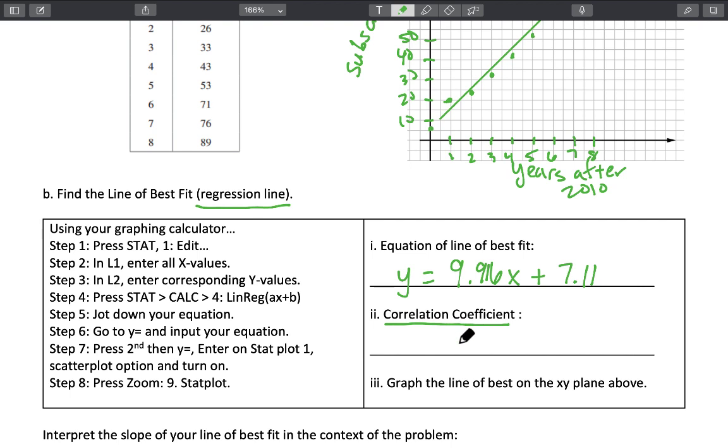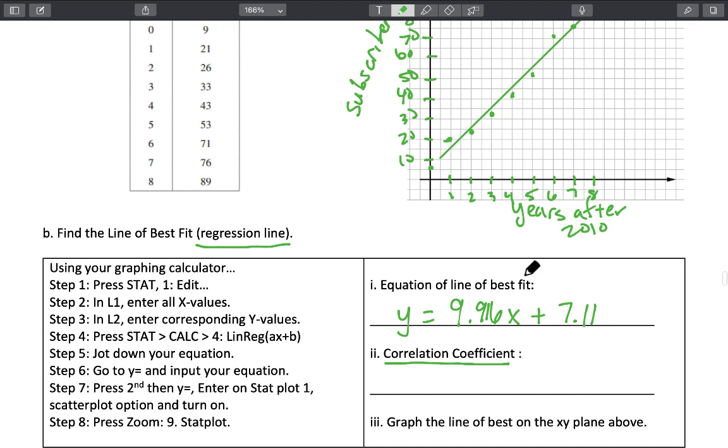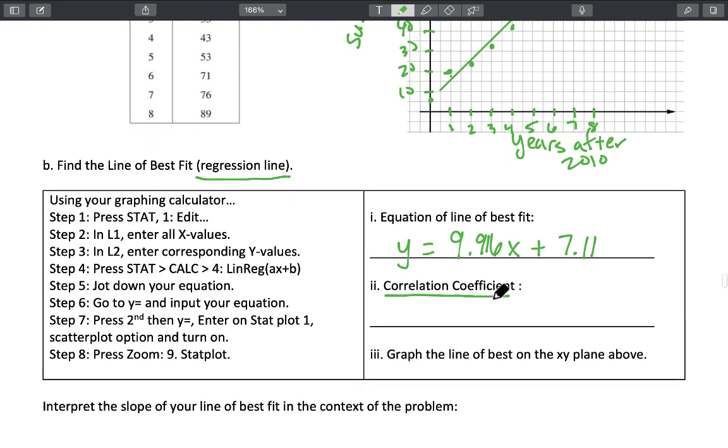The correlation coefficient is a number that we can find on our calculator. We'll show you how to get that in class. All right, now it wants us to graph the line of best fit on the XY plane above. So we want a y-intercept of 7.11 and a slope of approximately 10. So every 10 that you go up, you should go over 1. Go ahead and take a second to plot that line of best fit as best you can.